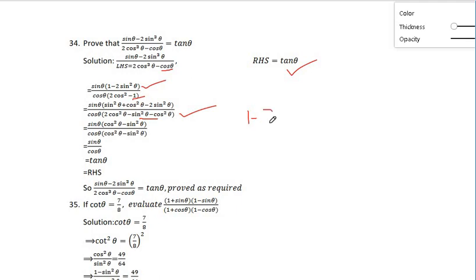Minus no need to write separately, we simply write sin square theta minus sin square theta. And from here twice cos square theta minus cos square theta is cos square theta, and this sin square will be the same. Now this one is cos square theta minus sin square theta, and that one is cos square theta minus sin square theta. So you can cancel this. Remain sin theta by cos theta, and sin theta by cos theta equal to tan theta.